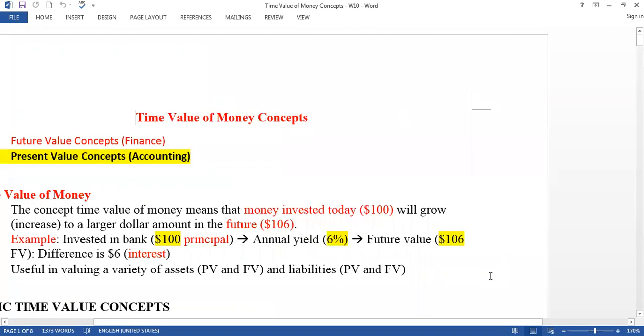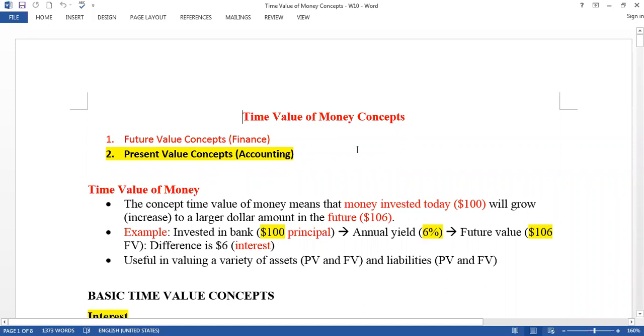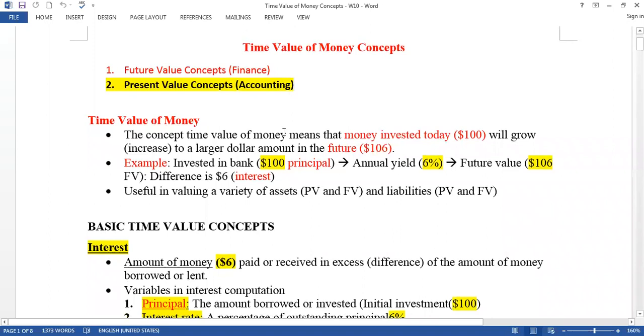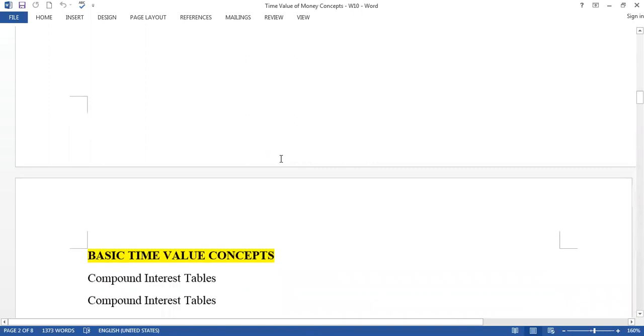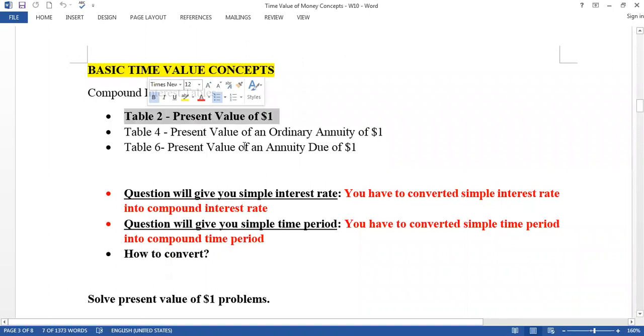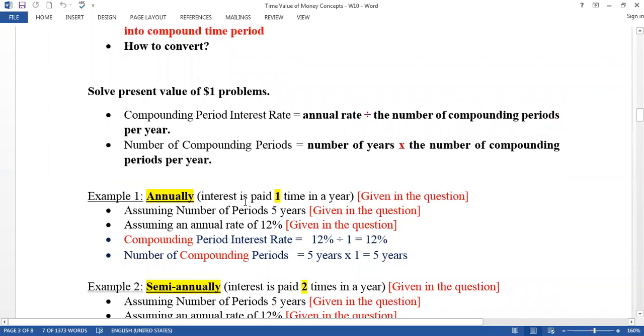So today we are going to complete this chapter, the time value of money concept. Last class, we explained in detail the present value and future value concepts, and how to use table 2. Today we are going to explain how to use table 4 and table 6.